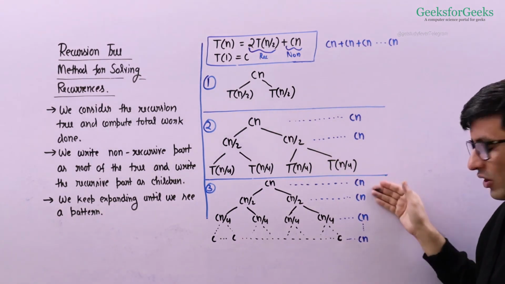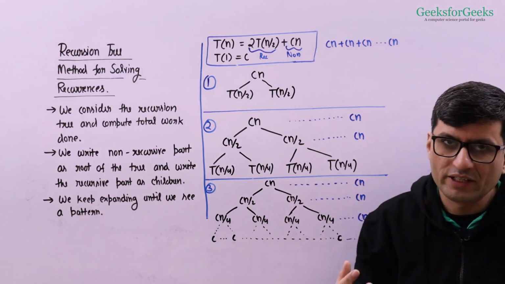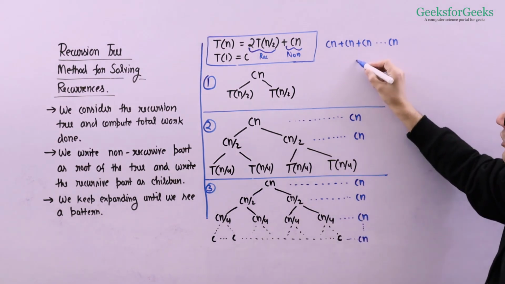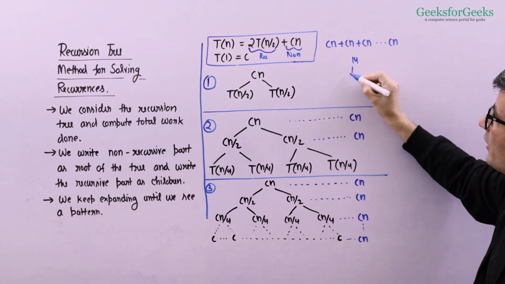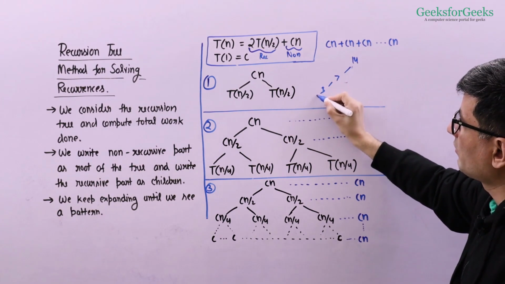Now we just need to find out how many terms we have. So what is the height of this binary tree? Can you find an expression for height? You can take some examples. For example, if n is 14, what will happen? You will have 14, then you will have a child with value 7, then 3, then 1, right?